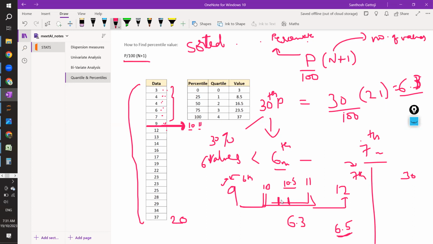For example, if the sixth part is 9, then the third part is 12. Third part? If the sixth part is 9, how will the third part be 12? No, Sirisha, if the sixth part is 9, then after 6 comes 7, right? The seventh part will be 12, right? I did not understand the third point. Can you tell again?